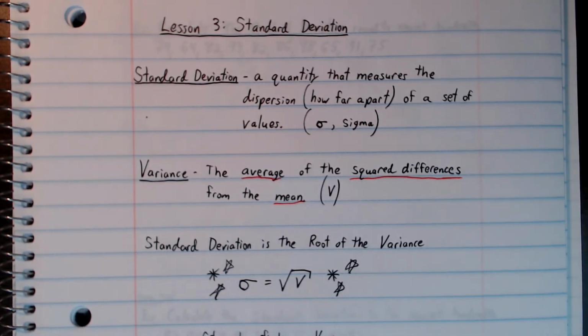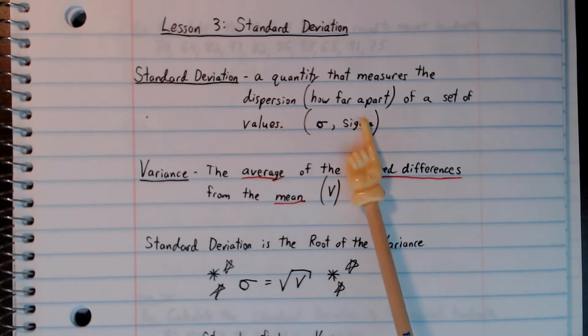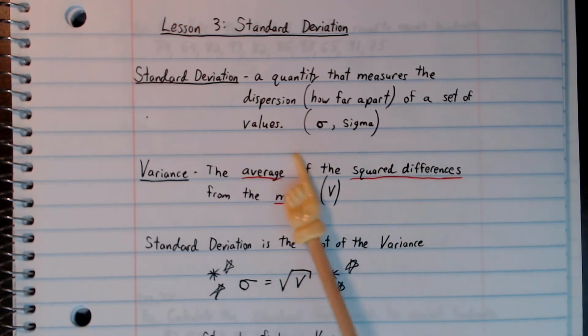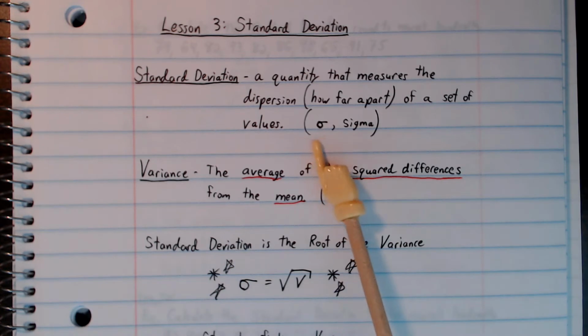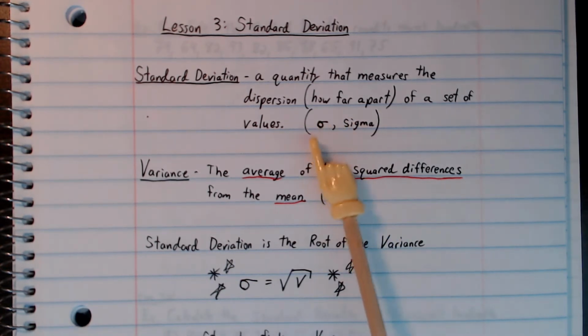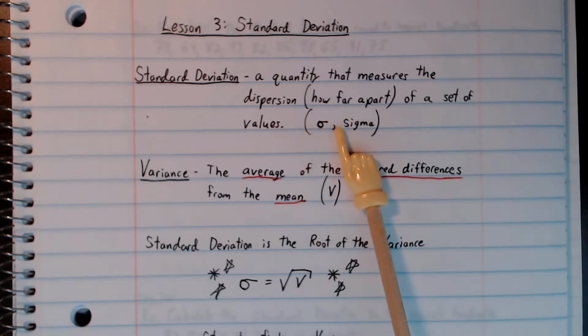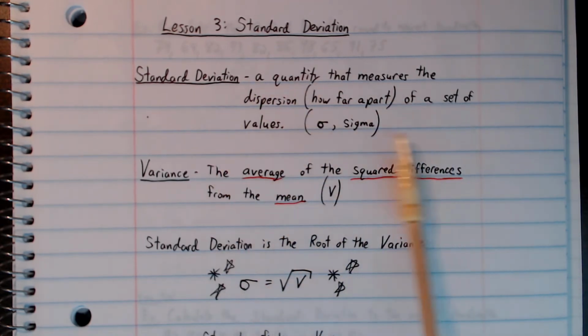It says it's a quantity that measures the dispersion, how far apart a set of values are. We use sigma, which is this little sideways 6 symbol. It's the lowercase of the sigma that we were using that looks like that capital E combo thing. But anyways, this is not the clearest definition in my opinion, because it's very mathy.